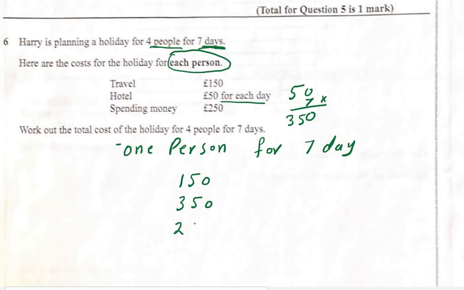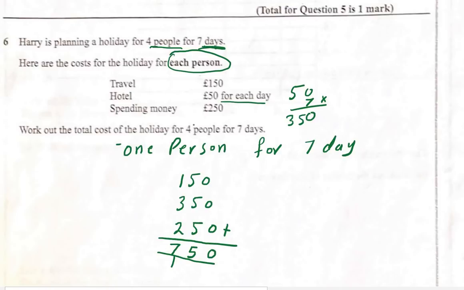Spending money is 250, it doesn't say anything, so this means this is for 7 days, so it's going to be 250. Now this is all the price for one person for 7 days, so I'm going to add it all together. 0, 5 plus 5 is 10, 10 plus 5 is 15, carry over 1, so 3 plus 2 is 5, 5 plus 1 is 6, 6 plus 1 is 7. So this 750 is the price for one person.